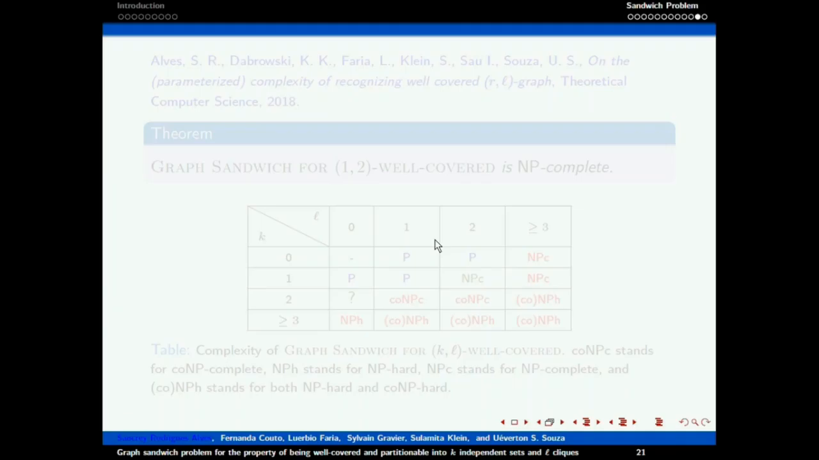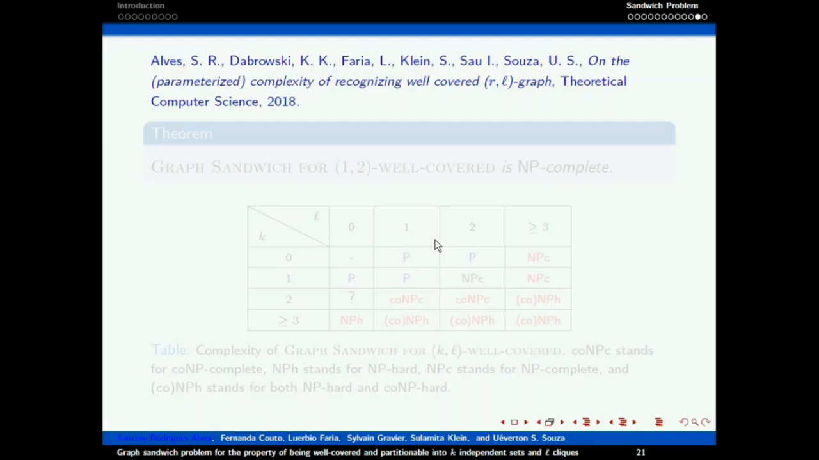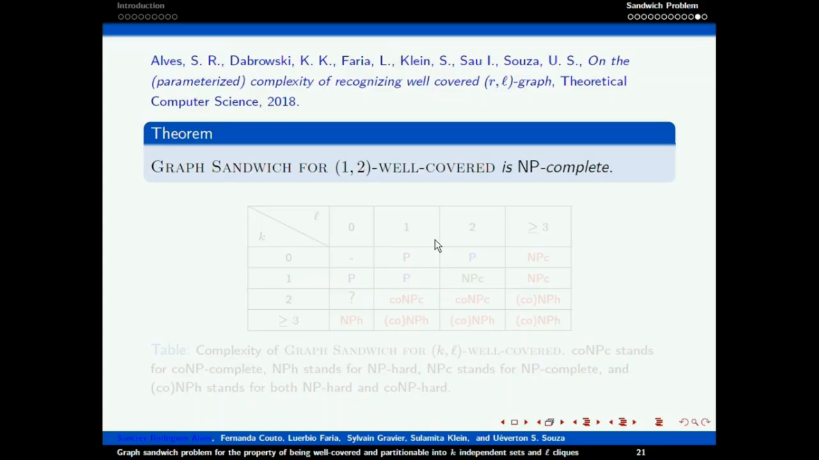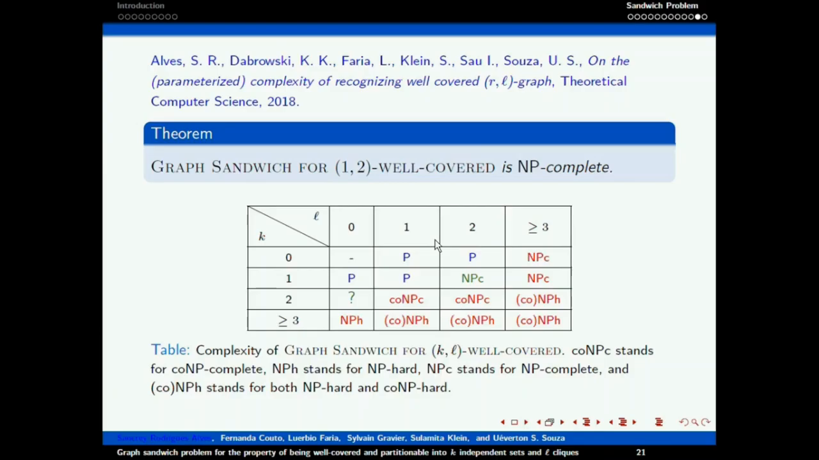The last result is about the sandwich problem for 1-2 well-covered graphs. We suggest this paper where the structural characterization for 1-2 well-covered graphs is described. One of the results is that the graph sandwich problem for 1-2 well-covered graphs is NP-complete. The proof of this is found in our paper in detail. As future work, the sandwich problem for 2-0 well-covered graphs remains open. This is the end of the presentation.